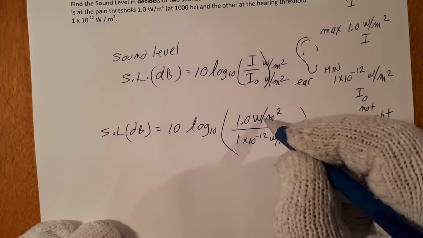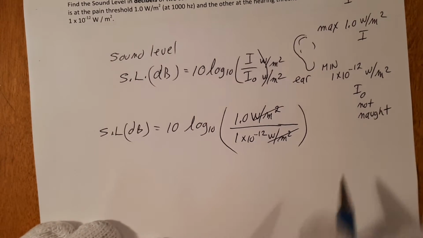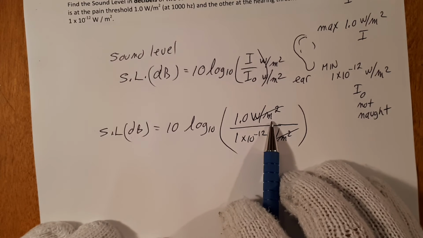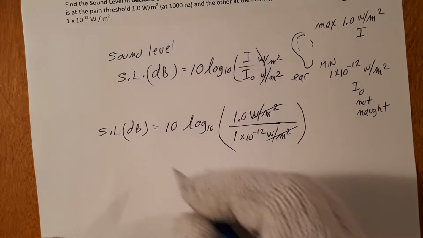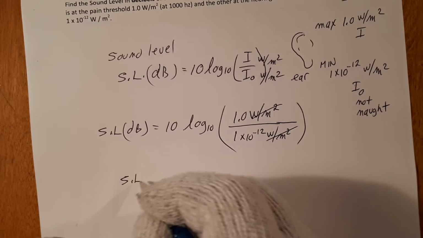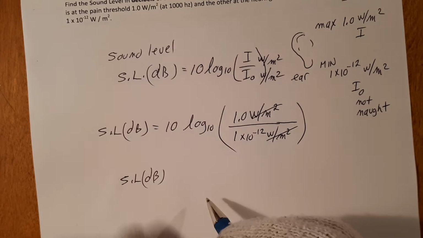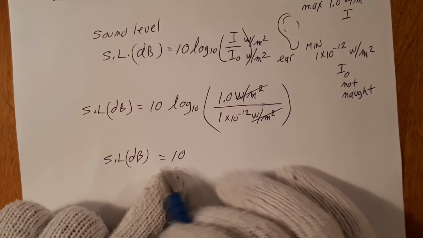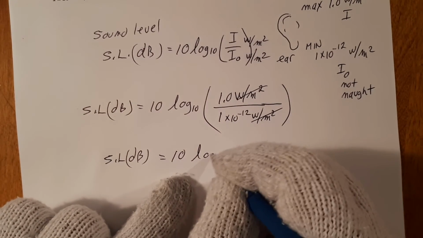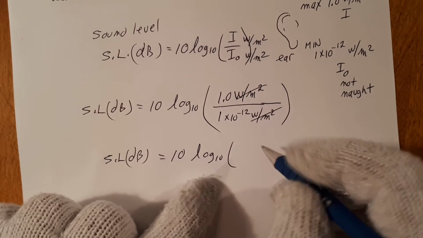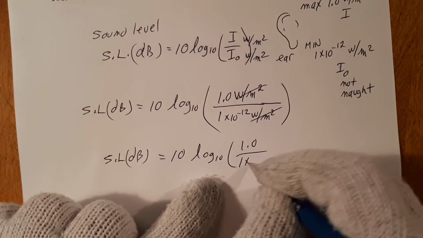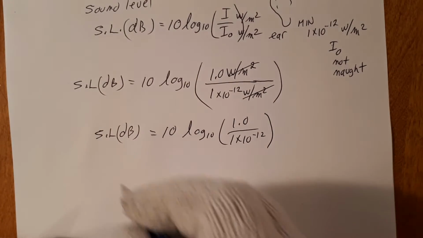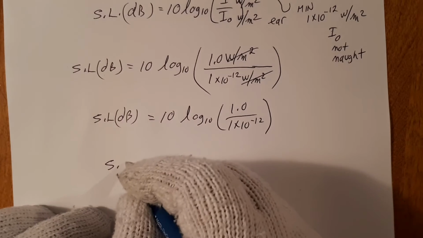And the watts per square meters will cancel out, and that's a good thing because a logarithm is a logarithm of a number without units. This is a dimensionless number. Rewriting that, the sound level, it's going to have the units of decibels, is equal to 10 as a factor in order to change bels into decibels, and see a prior video. Log base 10 of these two numbers, 1.0 divided by 1 times 10 to the minus 12. Now let's put this in our calculator and find out what the sound level will be in terms of decibels.